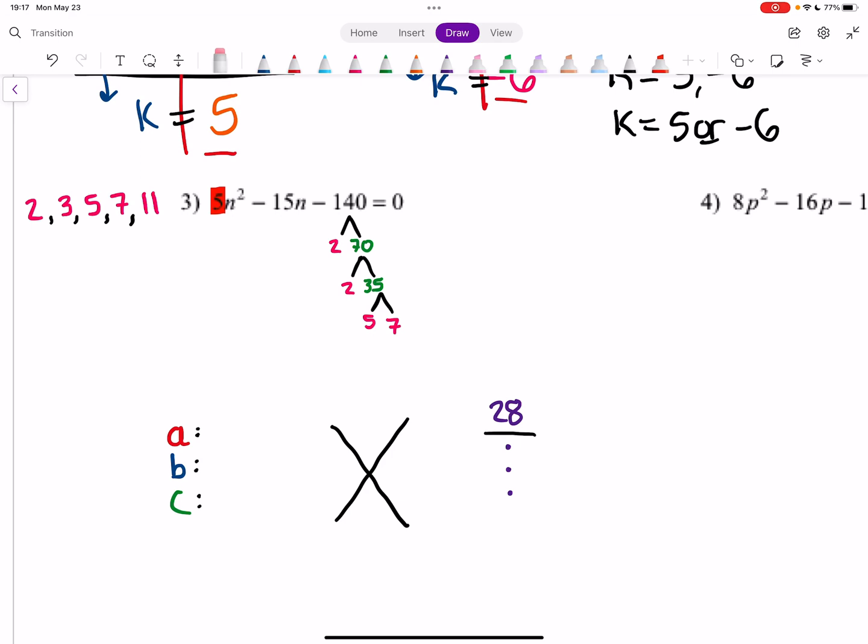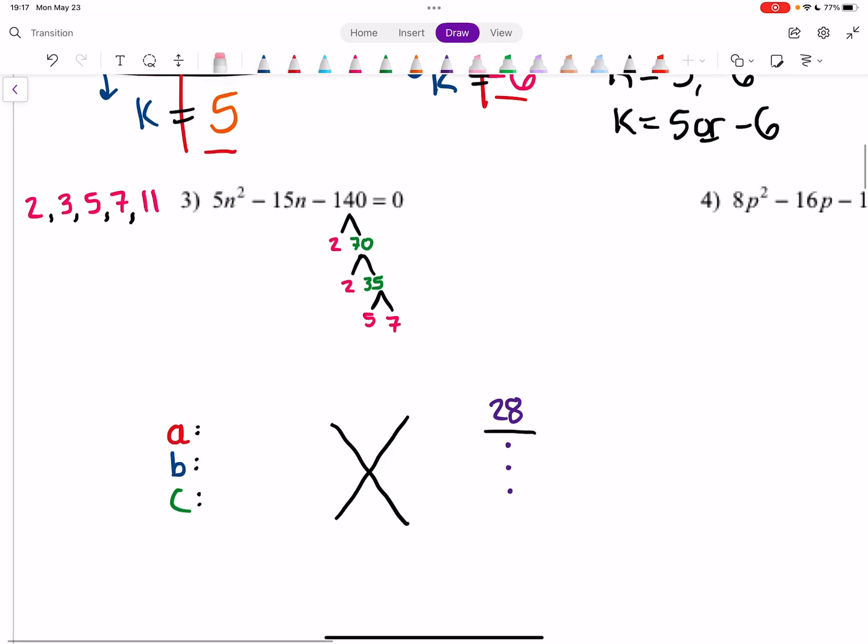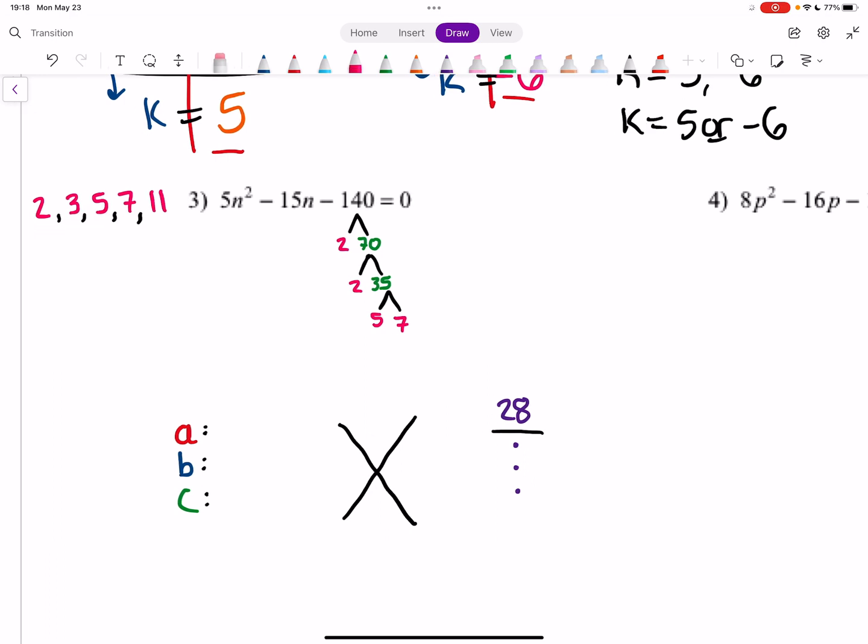So looking at this polynomial I have here, 5n squared minus 15n minus 140 equals 0, I notice immediately that the a value is not 1, it's 5. So what we're going to do is break these down using prime factorization. I have listed to the left here some of our primes, the first 5 prime numbers. You shouldn't have to go past 11, but sometimes you will. And we're going to break these down.